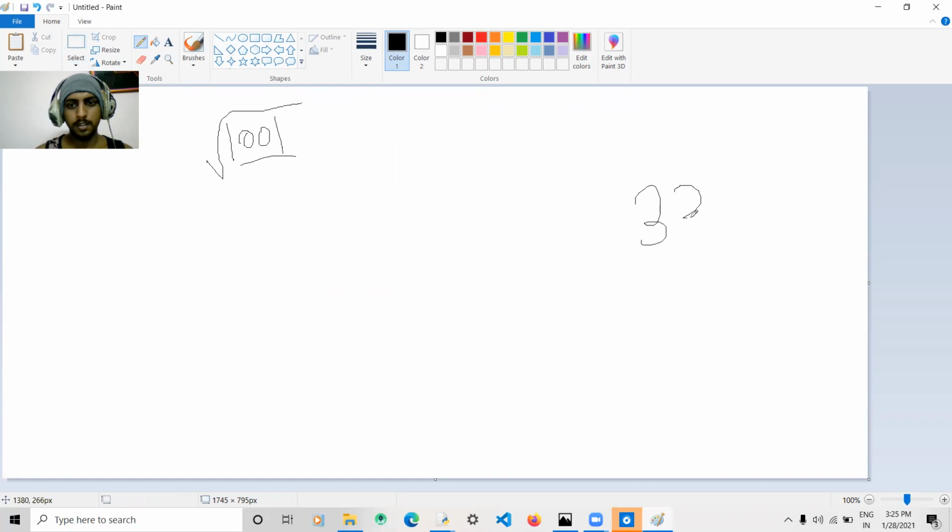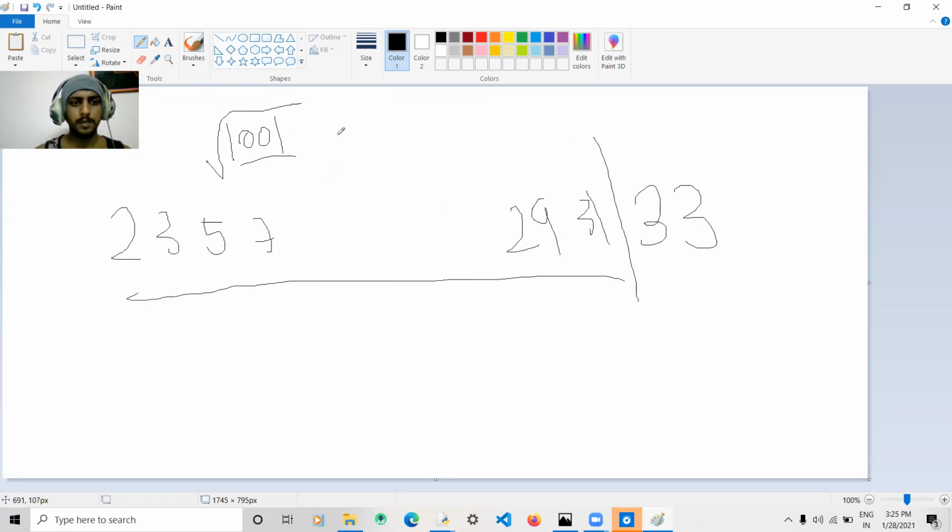Let's say you have 33, and all the primes up till 33, that is 29, 31, can divide 1001. We know that its prime factorization is actually 7, 11, and 13. So as you can see, 7 does lie below 33. So yeah, it works.